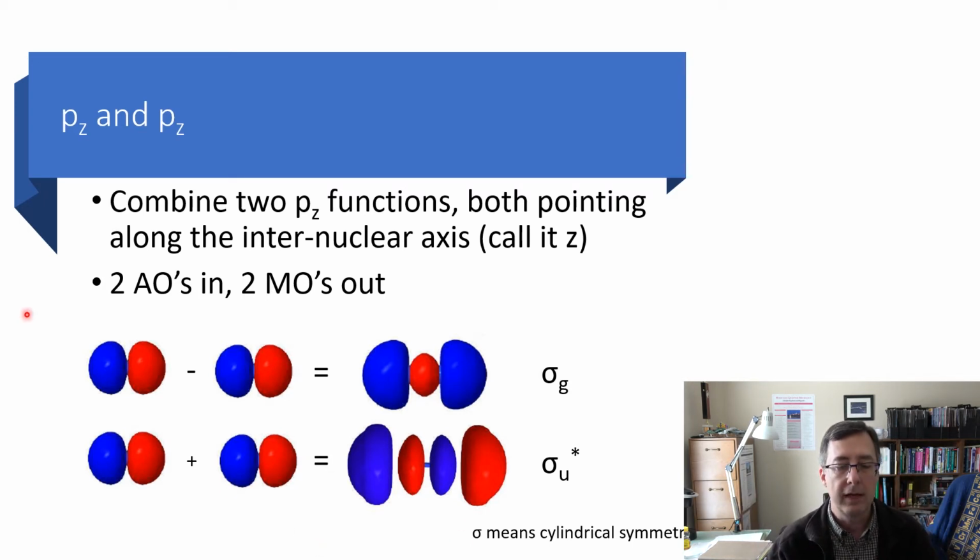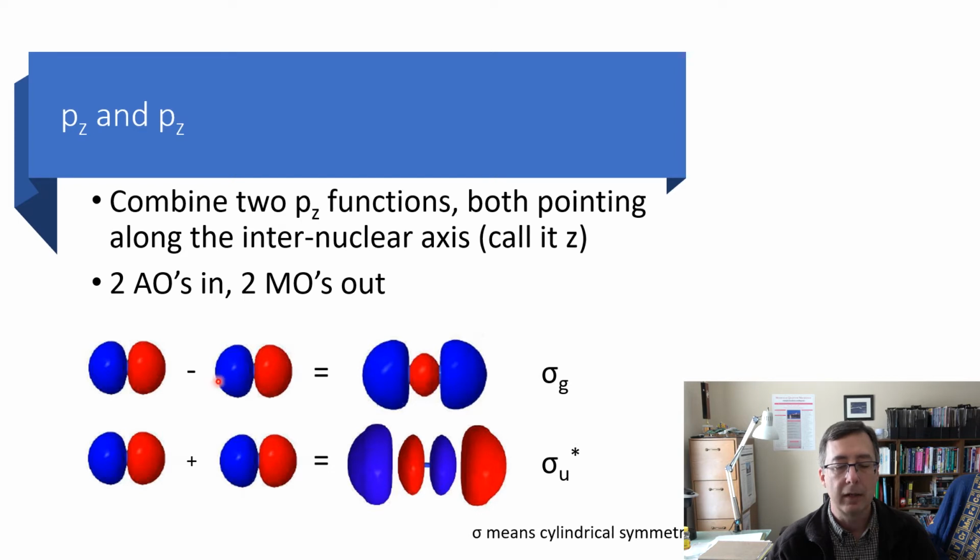So here on the left, I've got a pz orbital. It's pointing in the direction of the bond axis. Here on the right, centered at the other nucleus, I've got another pz orbital. And these guys, if they're close enough to each other, they will overlap in the middle. Here I've put the minus combination up front because I think it's easier to visualize this one first. So let's subtract the right one from the left one. Well, subtracting is the same as adding the opposite phase. So if I change the phase on this, this blue lobe turns red, and this red lobe turns blue.